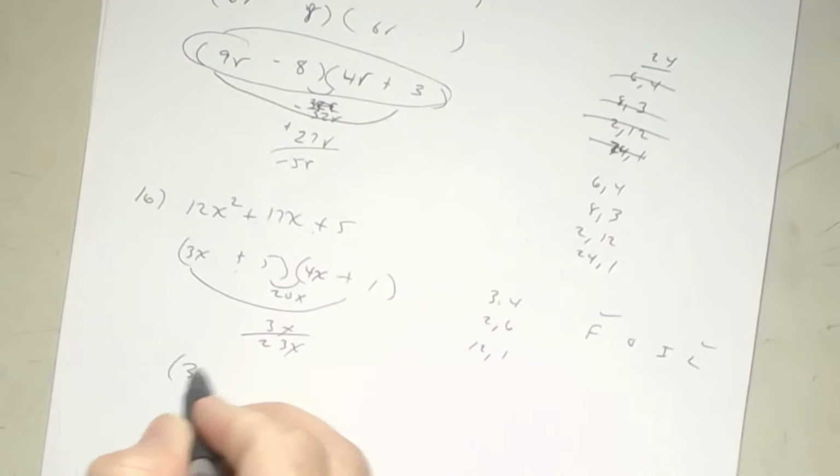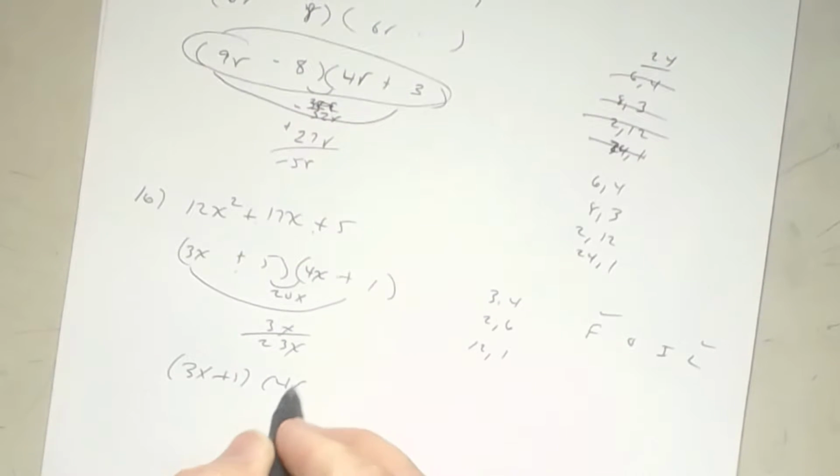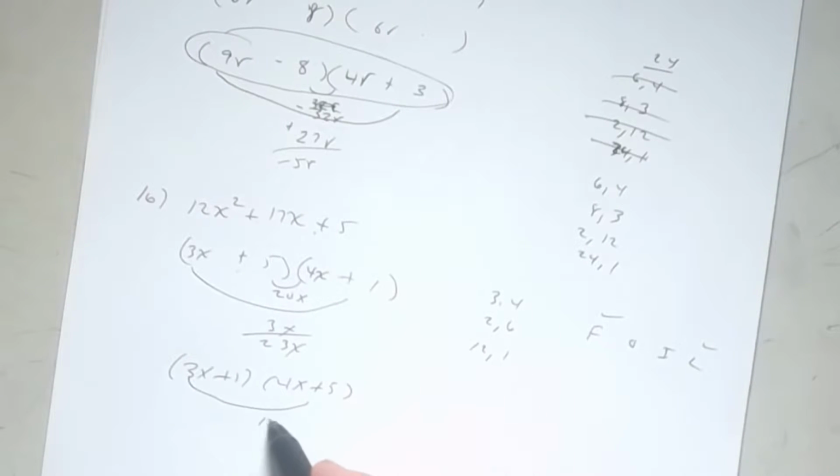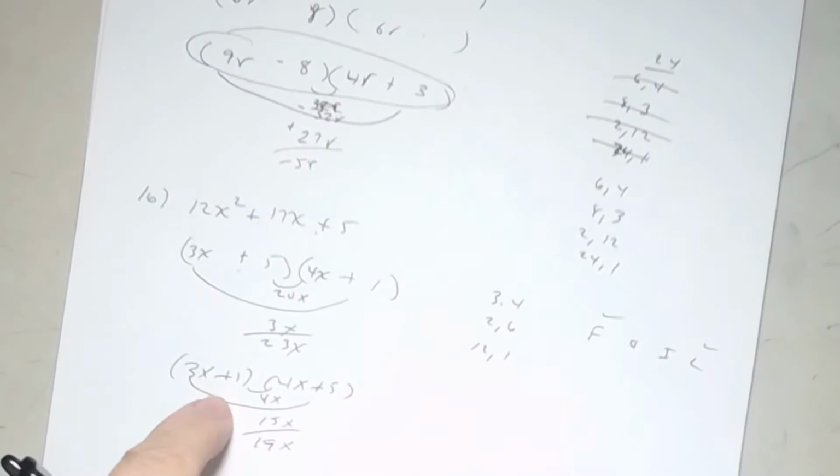Because look, if you say 3x plus 1 times 4x plus 5, the outer is 15x, the inner is 4x, and you get 19x, right? Now what about switching the 3 and the 4? Well, it's the same thing. If you switch the 3x and the 4x, you would get 3x plus 1, which is what this is, so you'd get one of these back. That meant that 3x and 4x did not work.